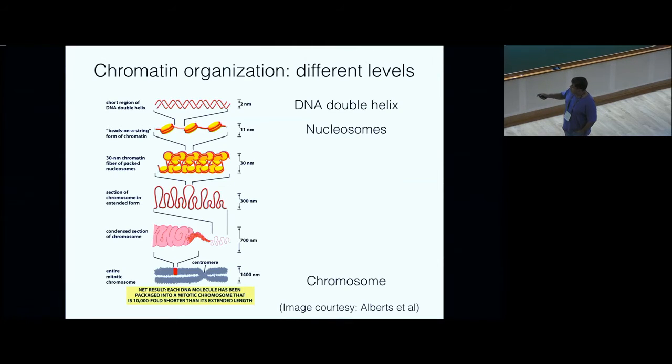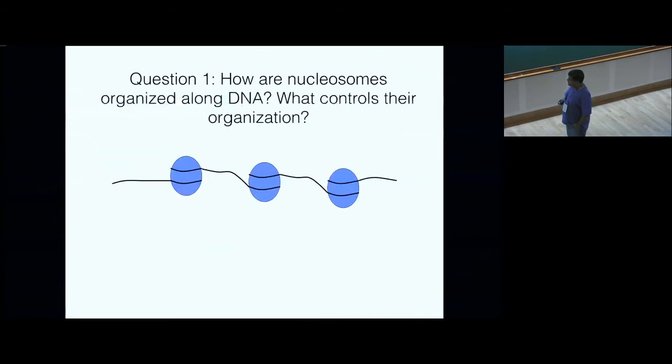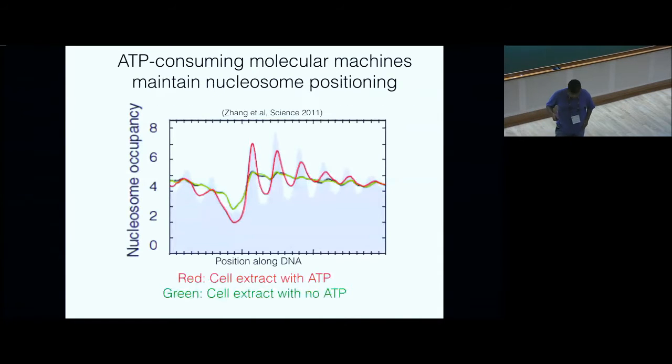But even in the first level of packaging, where you have DNA and on it nucleosomes, the interesting question is, how are nucleosomes organized along the DNA? Are they organized randomly, or is there a particular pattern for the organization of the nucleosomes? This is a question that has been discussed and studied a lot over the last decade or so. And the answer is, of course, it's not randomly organized. There is a very specific organization, at least in some specific locations.